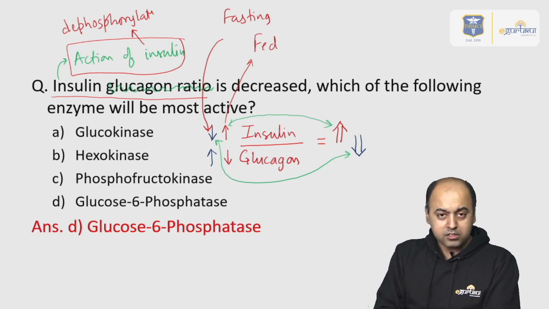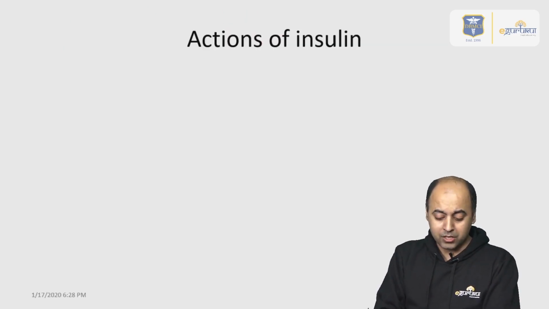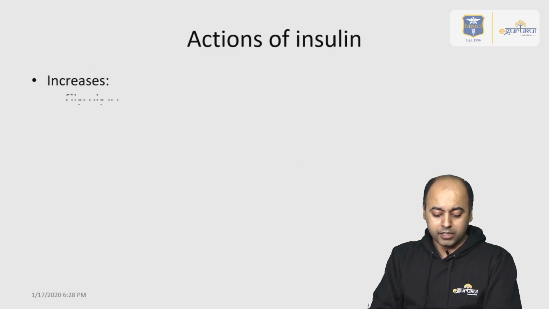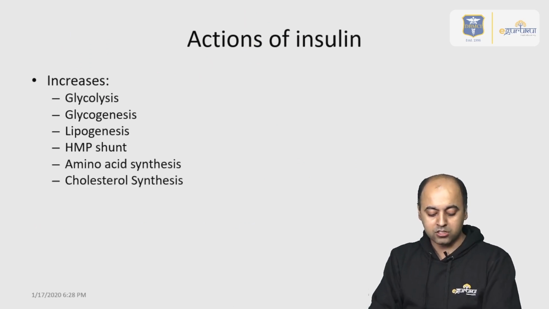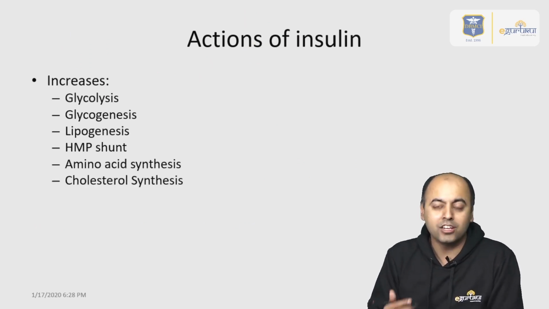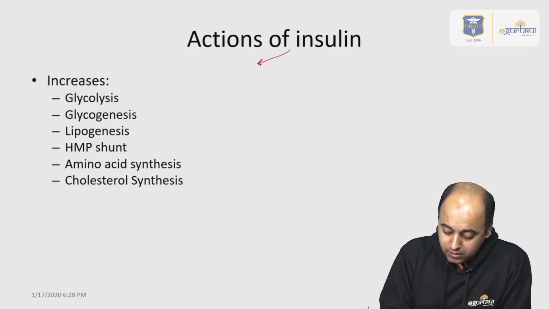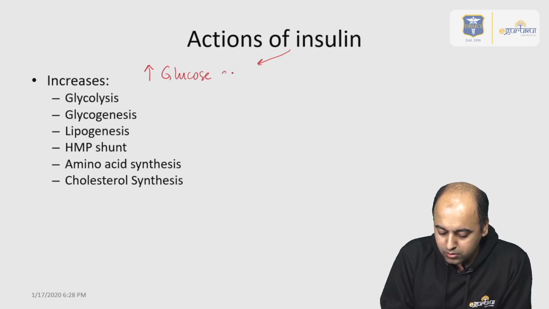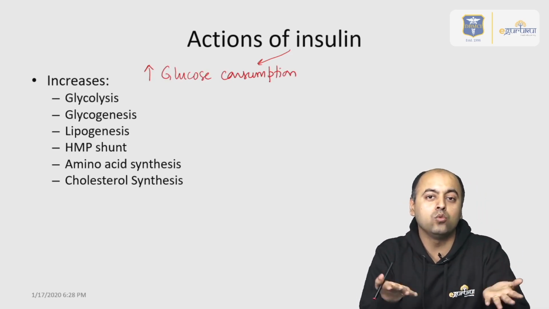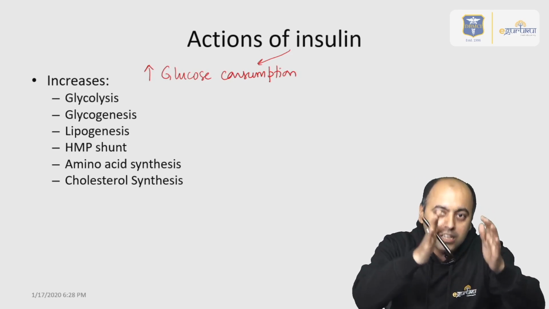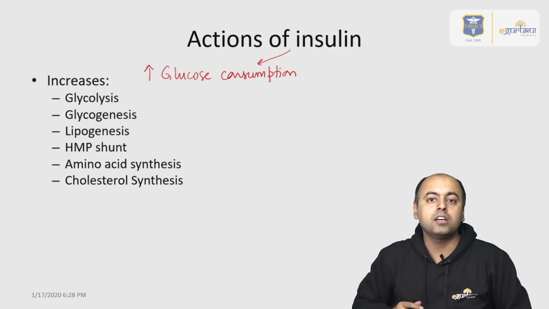Okay, for this case the answer is glucose 6 phosphatase. We'll come back to that. Action of insulin: it increases glycolysis, it increases glycogenesis, it increases lipogenesis, it increases HMP shunt, it increases amino acid synthesis and cholesterol synthesis. So effectively what it does, it increases glucose consumption. And this should be obvious. Why? Because insulin increases only when there is increase in the glucose. So action of insulin is to decrease the glucose by consumption.